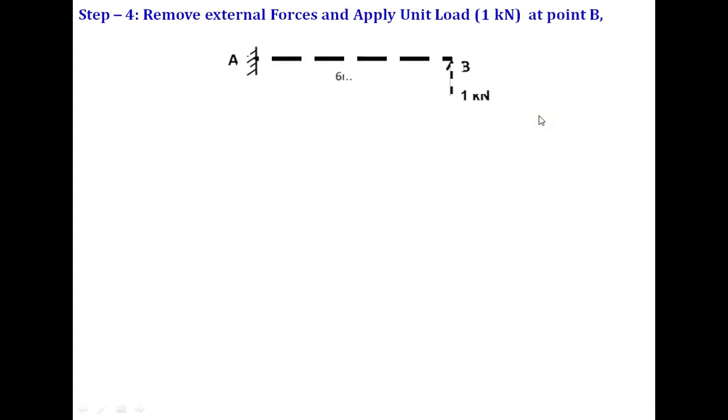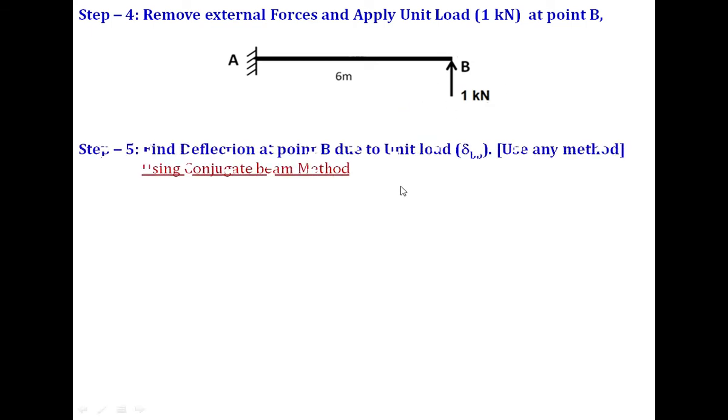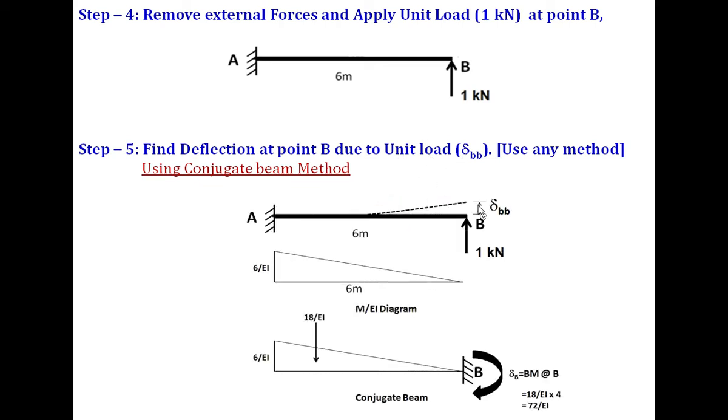Now as a next step, we have to remove the external load, so that 30 will be removed, and apply a unit load at point B as shown in this figure. Again we have to find out the displacement at this point due to the unit load. We can use any method. Let us again use the conjugate beam method.